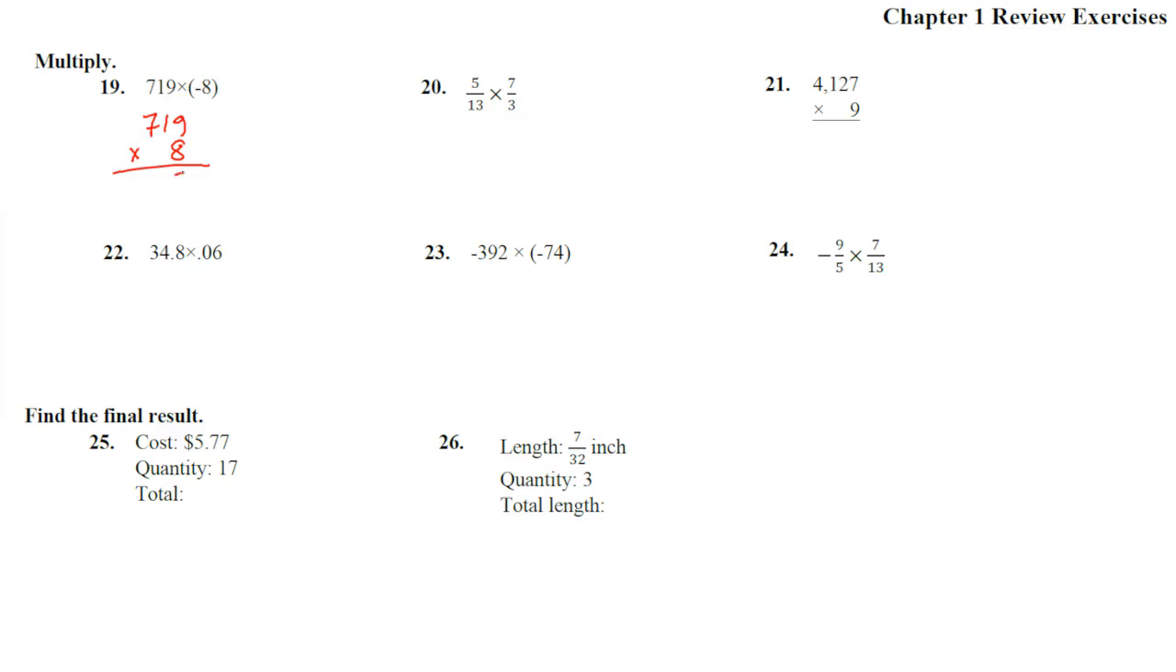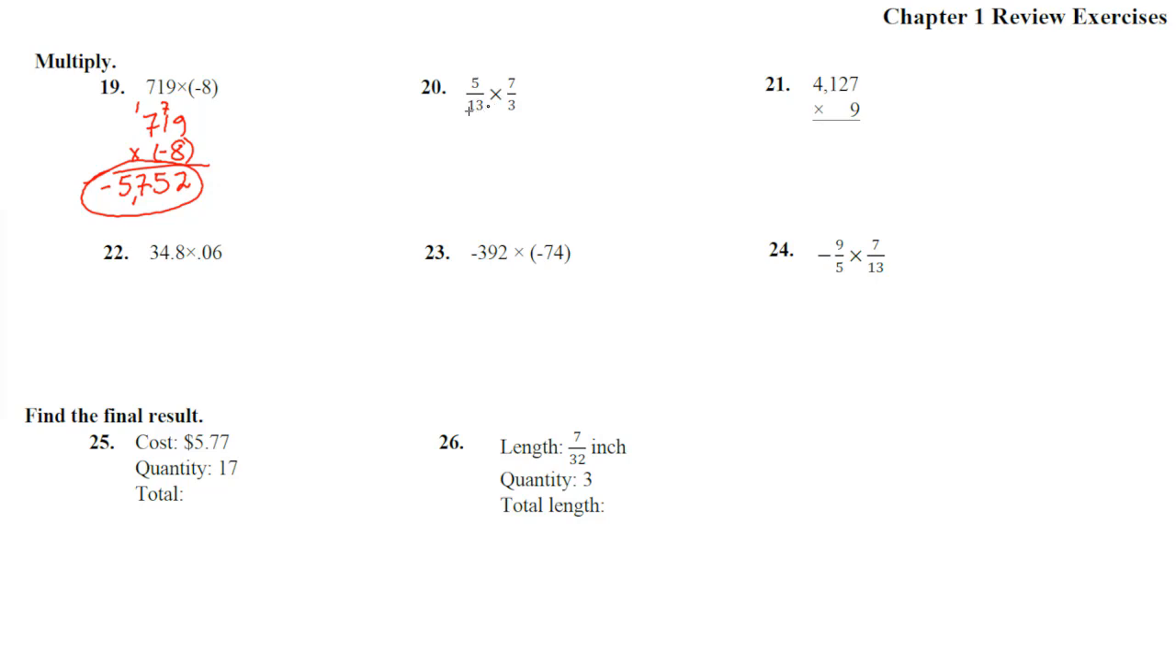8 times 9 is 72. That 7 carries. 8 times 1 is 8, plus 7 is 15. The 1 carries. And 8 times 7 is 56, plus 1 is a 57. So 5,752, but the answer is a negative. Make sure you remember that. We could put that sign right there if we wanted to. There we go. Good.